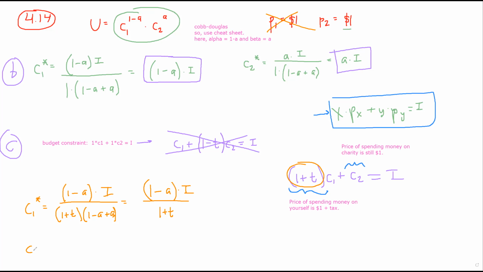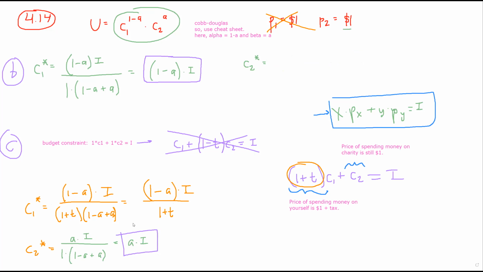And then C2 star equals, it actually stays the same because the price of 2 didn't change. So this just comes down and stays the same. And what is the effect here? You can kind of see what we went from, this here. Let's put a cloud around it. We went from this guy as money we spent on ourselves to this guy as money we spent on ourselves. What happened? The only meaningful difference between these two formulas is this 1 plus T sitting in the denominator.